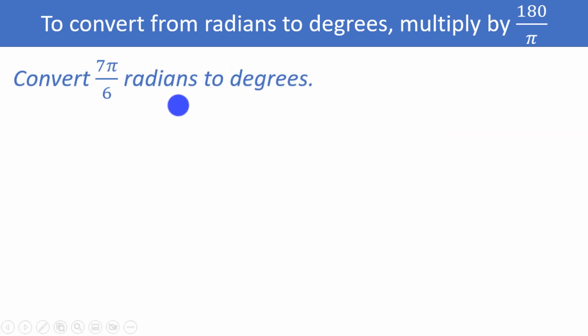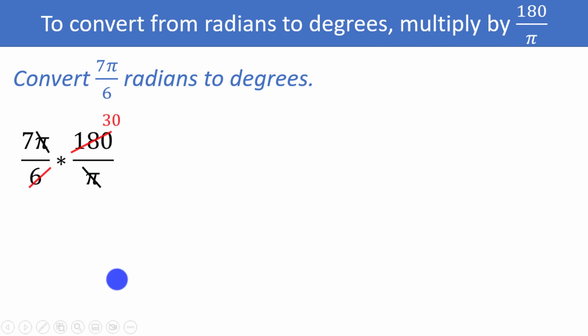If we've already got radians and we want degrees, we're going to have to divide by pi, but we also have that multiplying by 180 in the numerator. So let's multiply by 180 over pi. The pi's, again, are going to cancel. And then 180 divided by 6 can be reduced to 30. So we basically just have 7 times 30. That would equal 210 degrees.